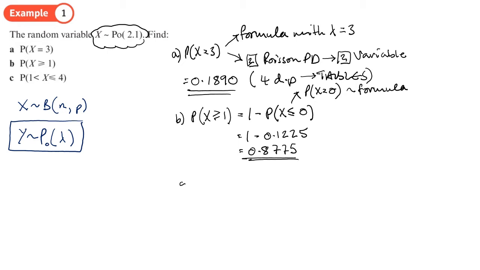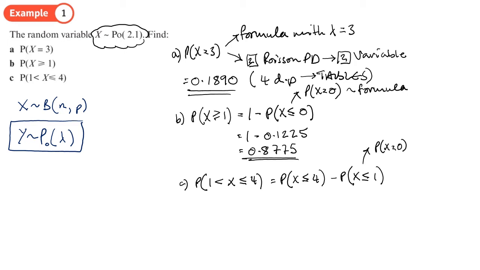And then part C, I'm trying to find a probability between 1, not including 1, and 4. So just like we would do with binomial, I'm going to find a probability up to 4, which I can use my calculator for. But I then need to subtract the probability, because basically I want just the probabilities of 2, 3, and 4. So I need to subtract the probabilities up to 1. Or I could write the probability of 0 and the probability of 1. I could do it that way and use the formula. But it's quicker probably to do this way.